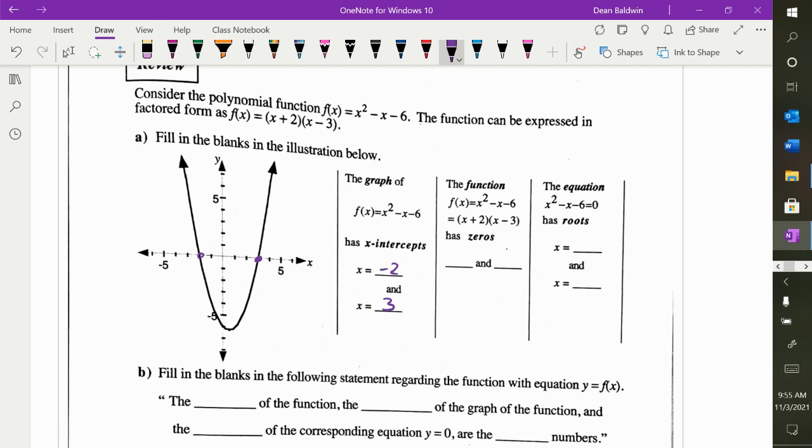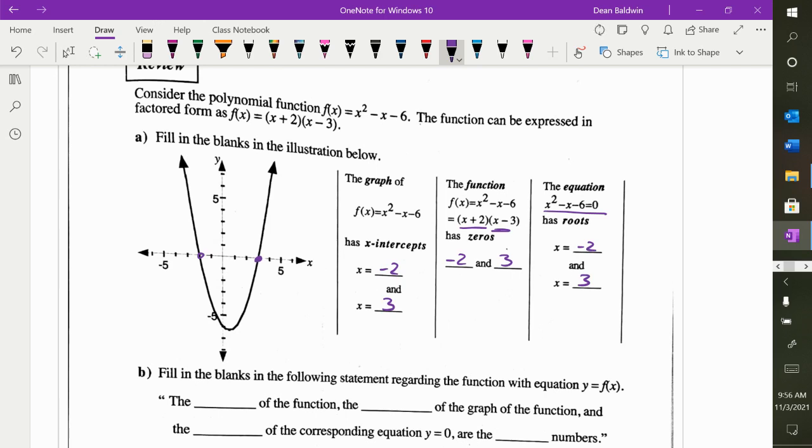Therefore, it has zeros of -2 and +3. Right? What makes each bracket 0? Oh, that's my bad. And the equation, blah, blah, blah, equals 0, has roots of -2 and 3.